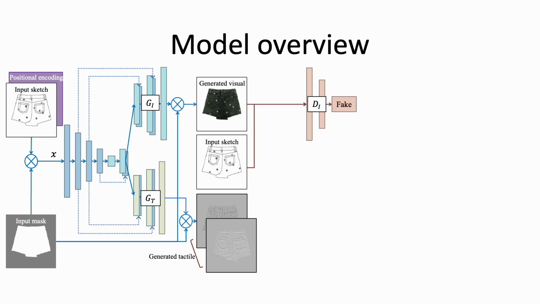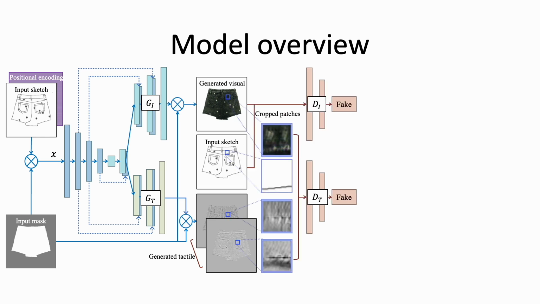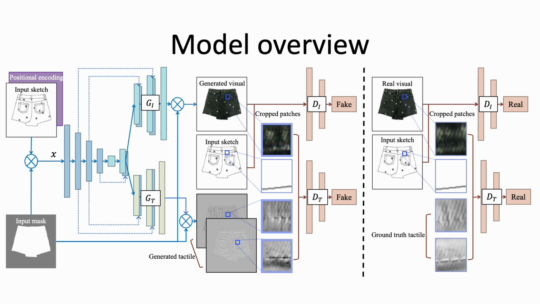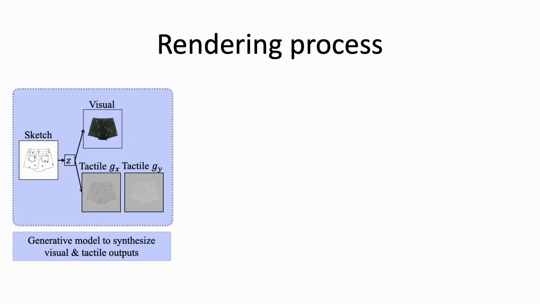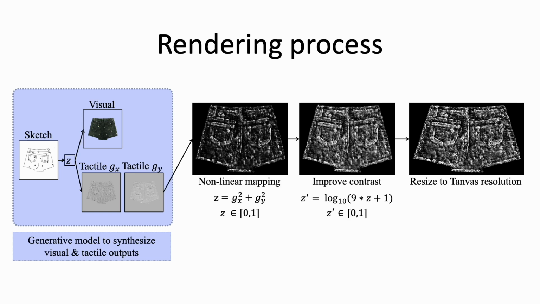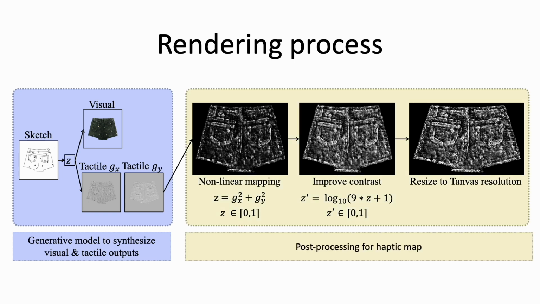We condition the visual image on the sketch and condition the tactile output on visual and sketch. We use the full image to supervise the visual and cropped patches to supervise the tactile output. After getting the network output, we use a nonlinear mapping function and contrast enhancement to convert the 2-channel tactile output to a grayscale friction map that can be rendered on the CanvasTouch device.